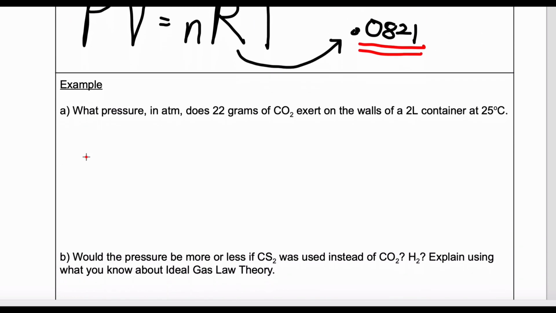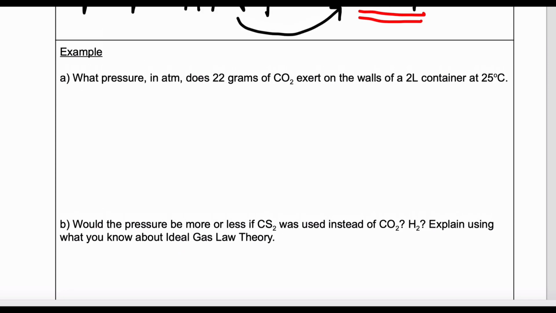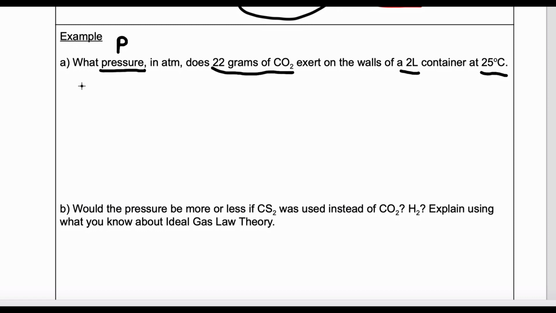This example question says, what pressure, okay, that's P, in atmospheres does 22 grams of CO2 exert on the walls of a 2-liter container at 25 degrees Celsius? So the first thing I do is I list out all my variables and then I solve for it. So there's P, there's V, there's N, there's R, and there is T.